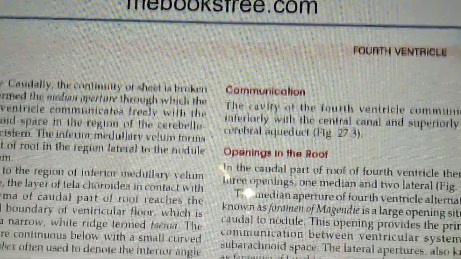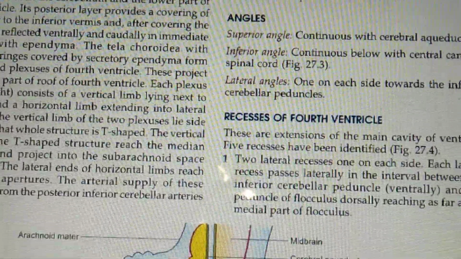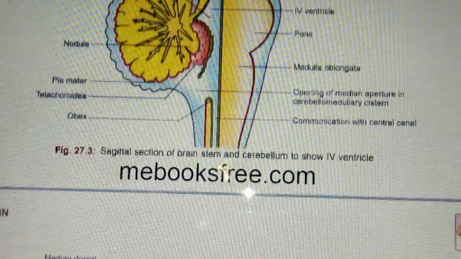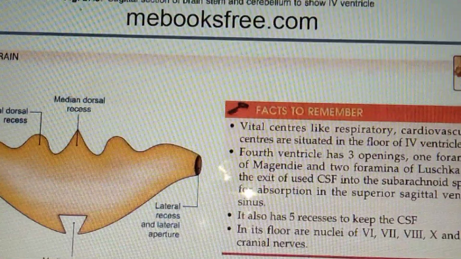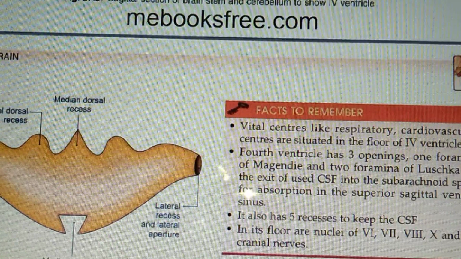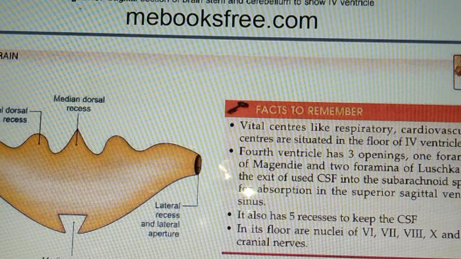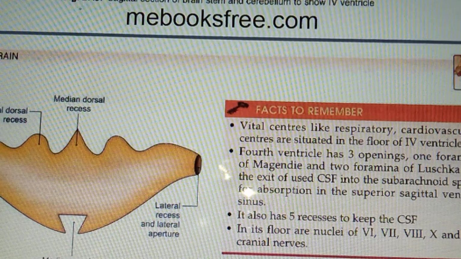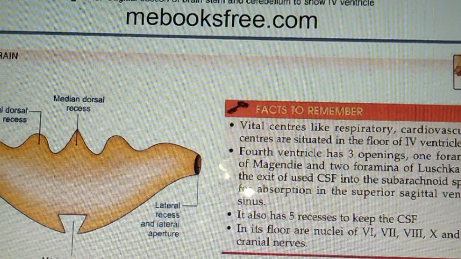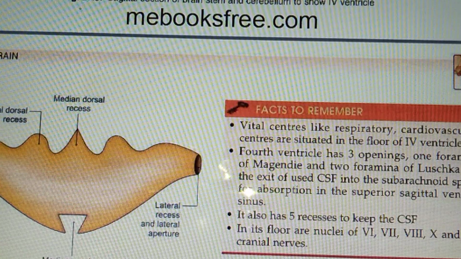Recesses are nothing but the extra spaces that you can see, right? Except from the boundaries, the other spaces that you see of the fourth ventricle, those are the recesses of the fourth ventricle. So here you can see there are total 5 recesses, right? The first one that you can see in the middle part, that is the median dorsal recess. It extends into the white core of the cerebellum above the nodule, right?